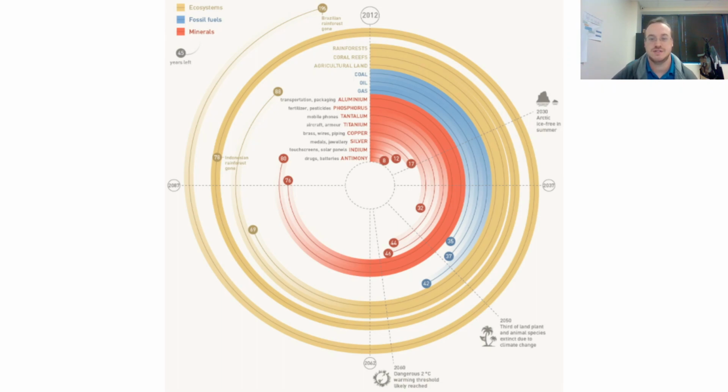I'm going to put this infograph up as a different file so you can see it. I just want to talk about it, and you can kind of get the general idea even if you can't see all the numbers and words here. So red in the center represents raw materials that are generally metals, and they are used in manufacturing processes. So like I said before, antimony, also indium, silver, copper, titanium, tantalum, phosphorus, and aluminum.